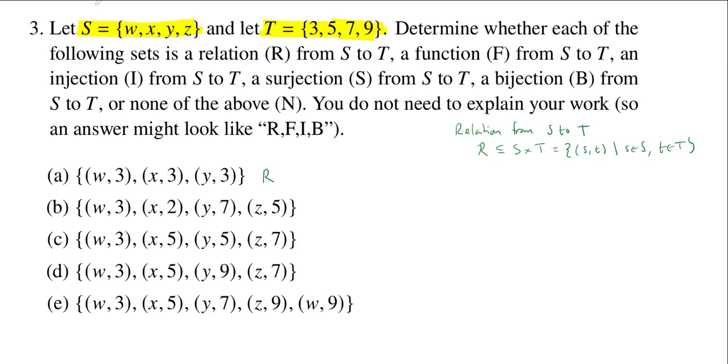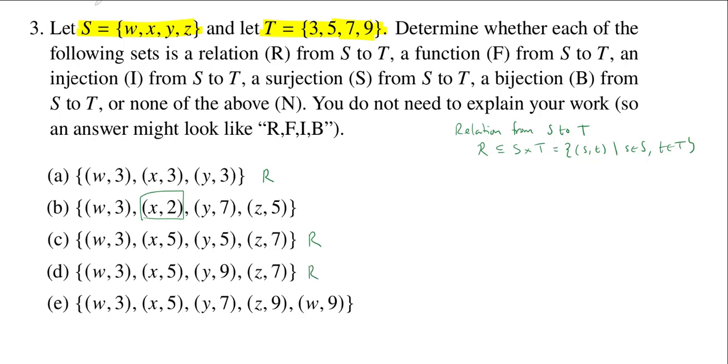X comma 2. Oh, this 2, look at that. The 2 is a problem because there is no 2 in T. So this is not a subset of S cross T. This is the problem. Okay, so we don't get to write R here. Let's see, the next one. W3, X5, Y5, Z7. Yeah, they are all in there. Okay, so this is a relation. X5, Y9, Z7. Yep, definitely a relation.